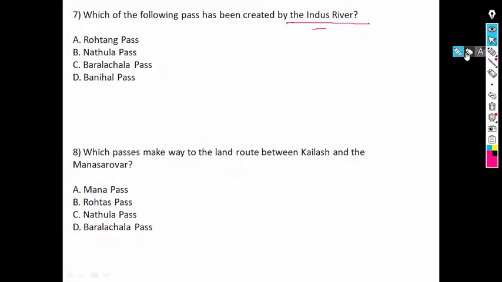It is Indus River. Rohtang Pass, Nathula Pass, Barlacha Pass, and Banihal Pass. The answer is D. It is Banihal Pass particularly.